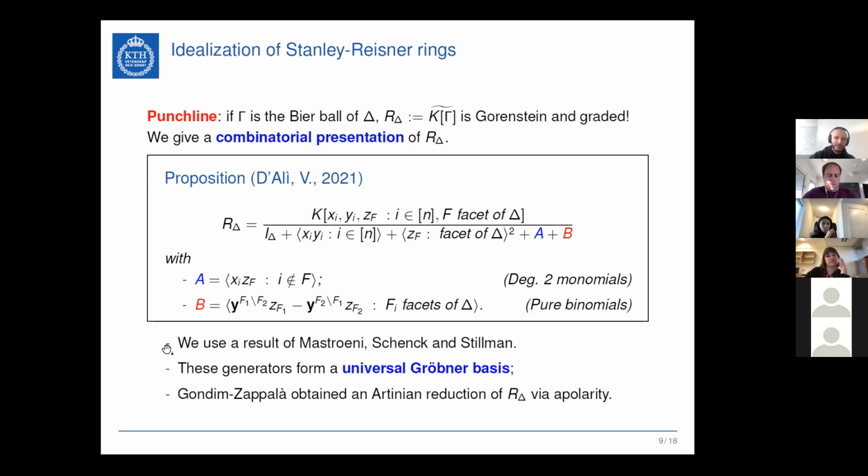After we wrote the first version of our article, we realized that a similar algebra had been studied by Gondim and Zappalà. I say similar because it's actually an Artinian reduction of this one. It's interesting because they don't arrive at the same conclusion with idealization, but with a technique called apolarity, which is also a well-known technique to construct Gorenstein algebras.